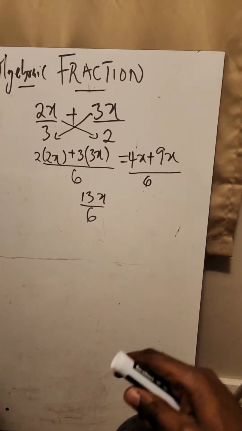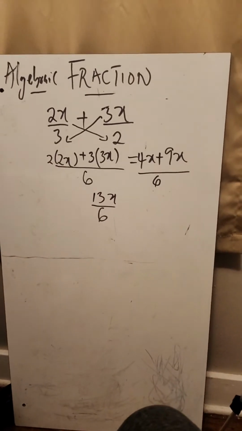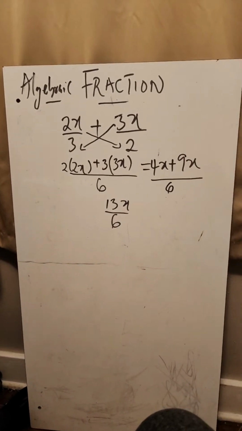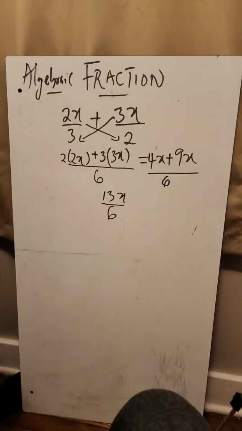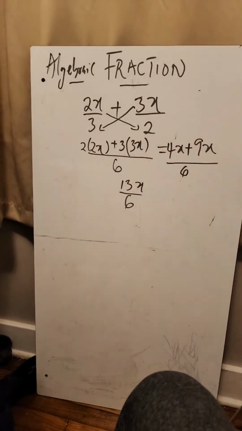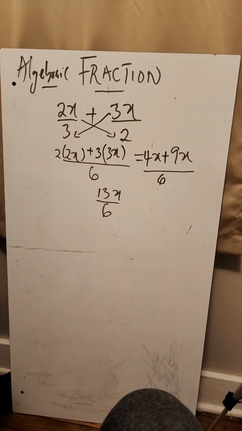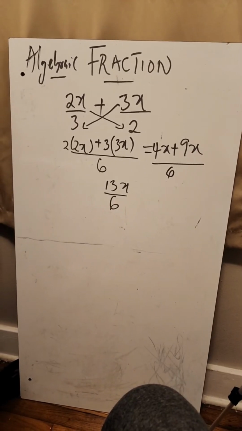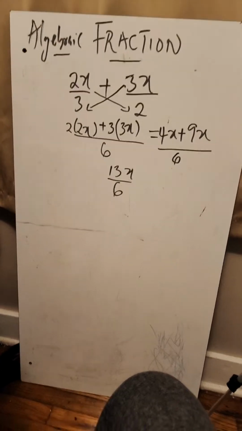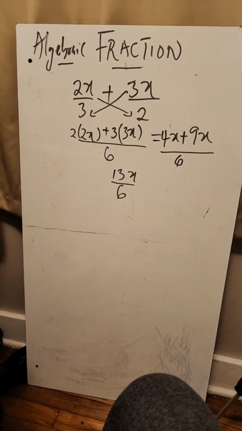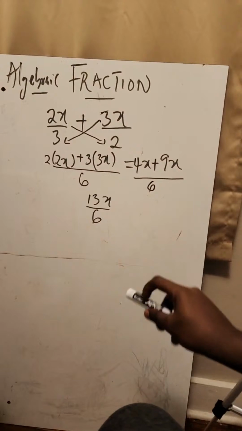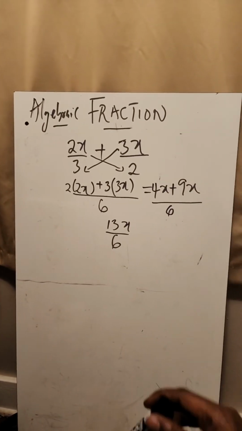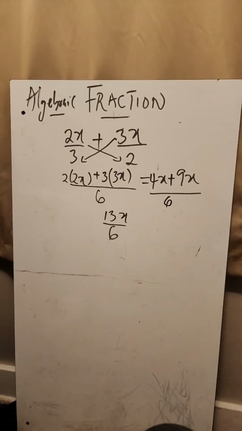The question here is: can this be further simplified as a mixed fraction? Now we have 13x over 6. Can this be in the form of a mixed fraction?